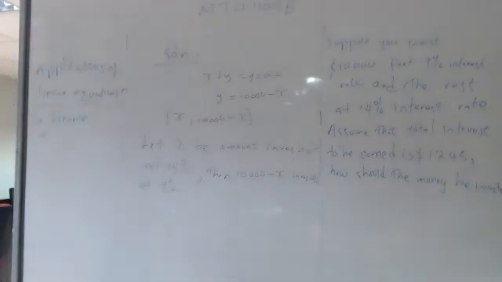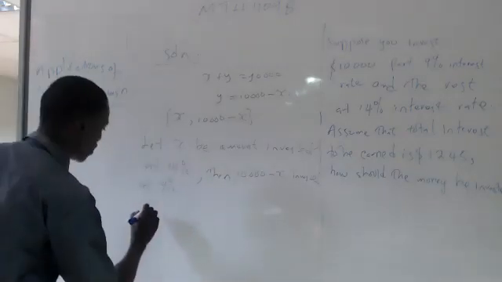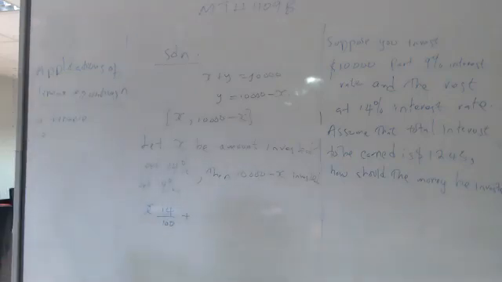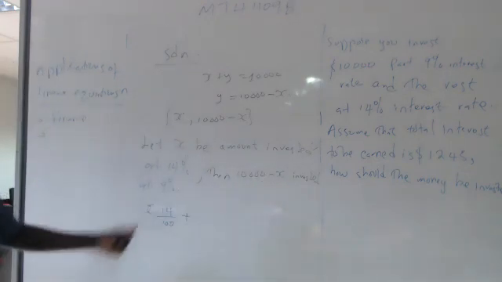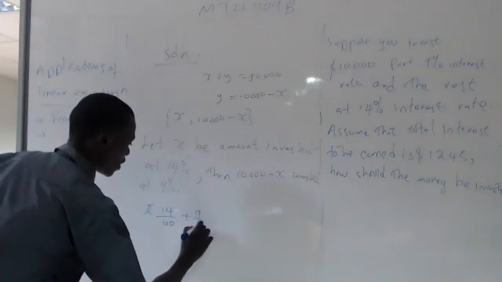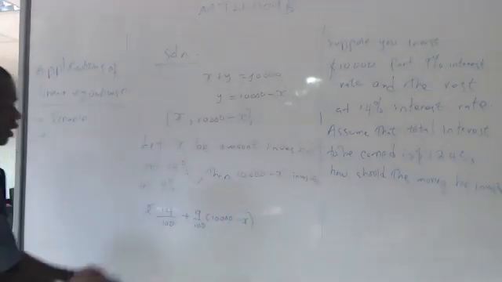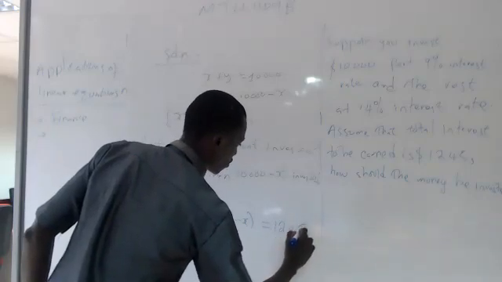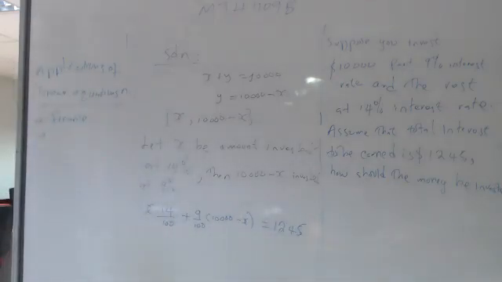So x is invested at 14%. That means the interest earned will be x times 14 divided by 100, plus 10,000 minus x is invested at 9%, so the interest earned will be 9 divided by 100 times 10,000 minus x. These two interests must add up to 1245. And boom, we have a linear equation in x, which is pretty easy to solve.